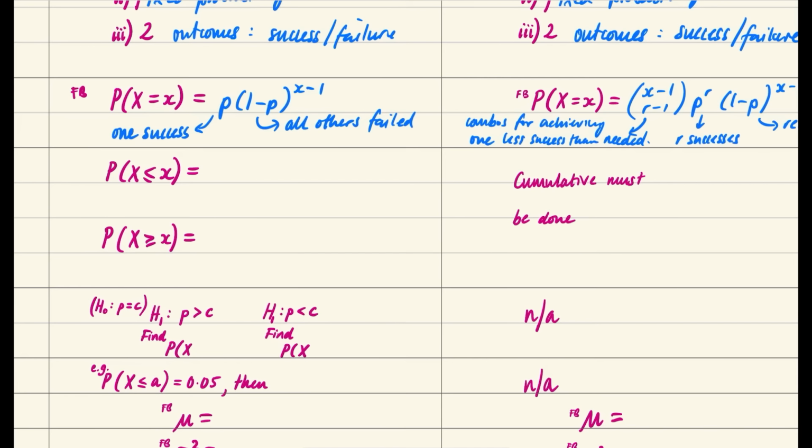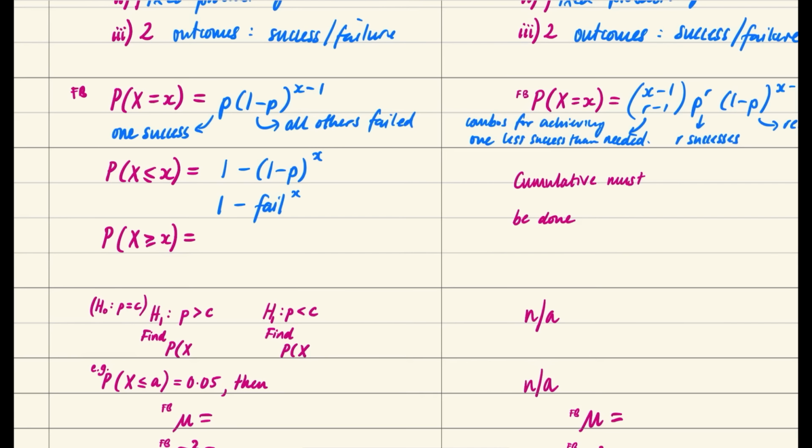Now, for geometric, if it's less than or equal to X, we do 1 minus P to the power of X. The way I think about this is actually 1 minus failing to the power of X, because obviously 1 minus P represents a fail. So if I found the probability that I failed X times, and I do 1 minus that, then I must have succeeded in less than or equal to X times. If you failed X times, you would definitely be taking more than X. So we're flipping it around to going less than or equal to X.